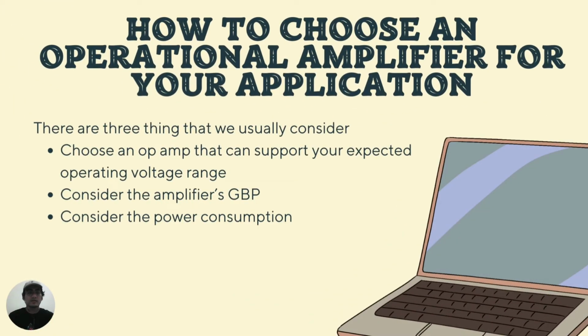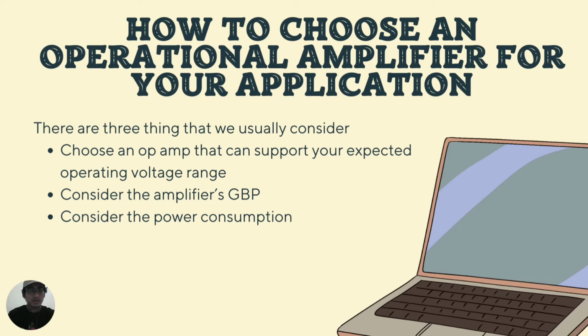And last, I will talk about how to choose an operational amplifier for your application. If you want to use one, you have to consider three things. First, choose an op-amp that can support your expected operating voltage range. This can be obtained by looking at the amplifier power supply voltage. Next, consider the amplifier GBP. If your application needs to support higher frequency or requires higher performance and reduced distortion, consider op-amps with higher GBP.